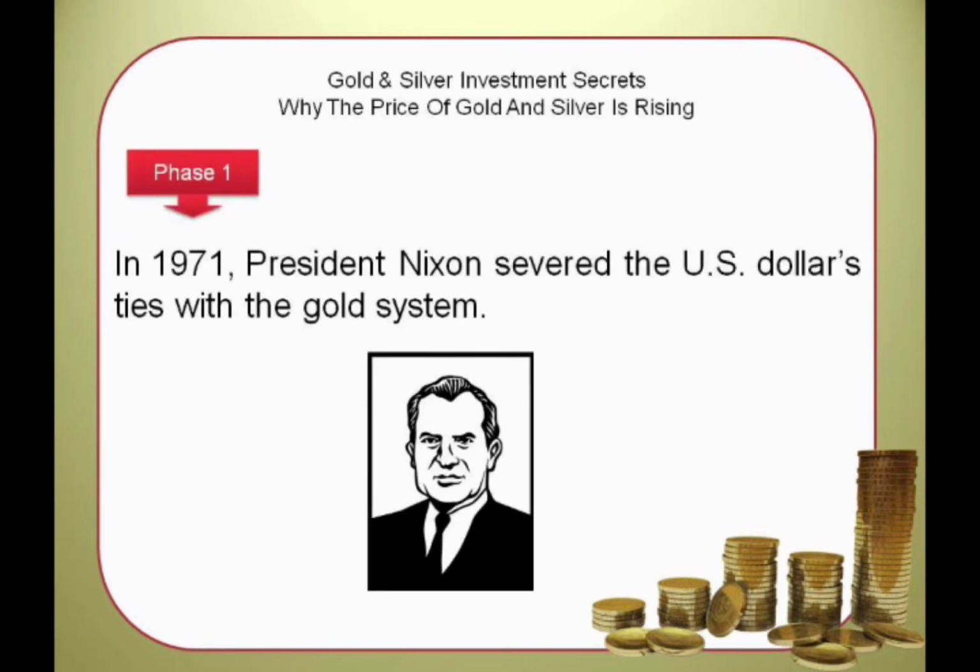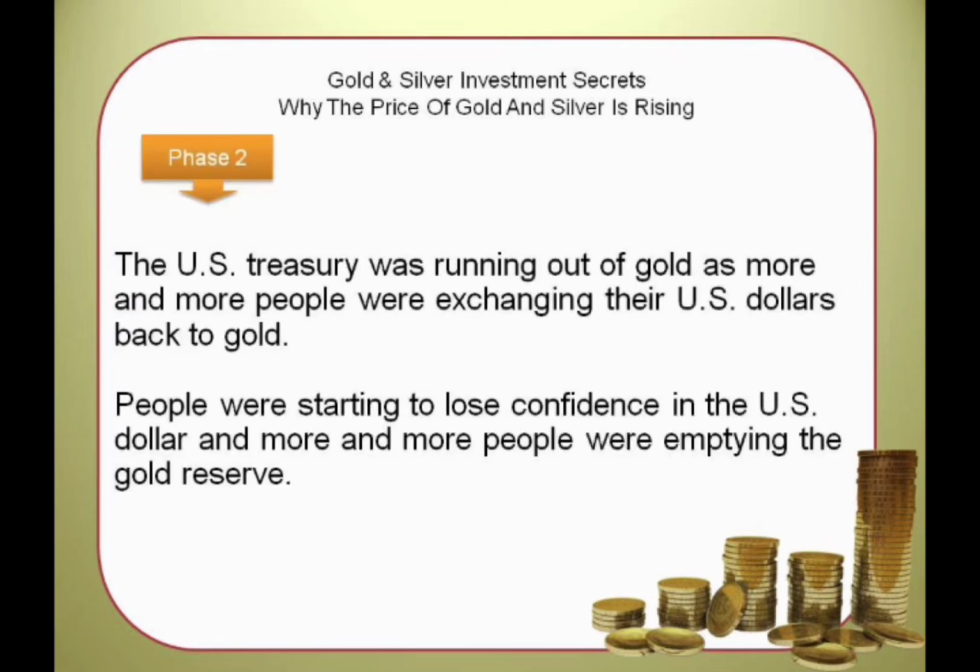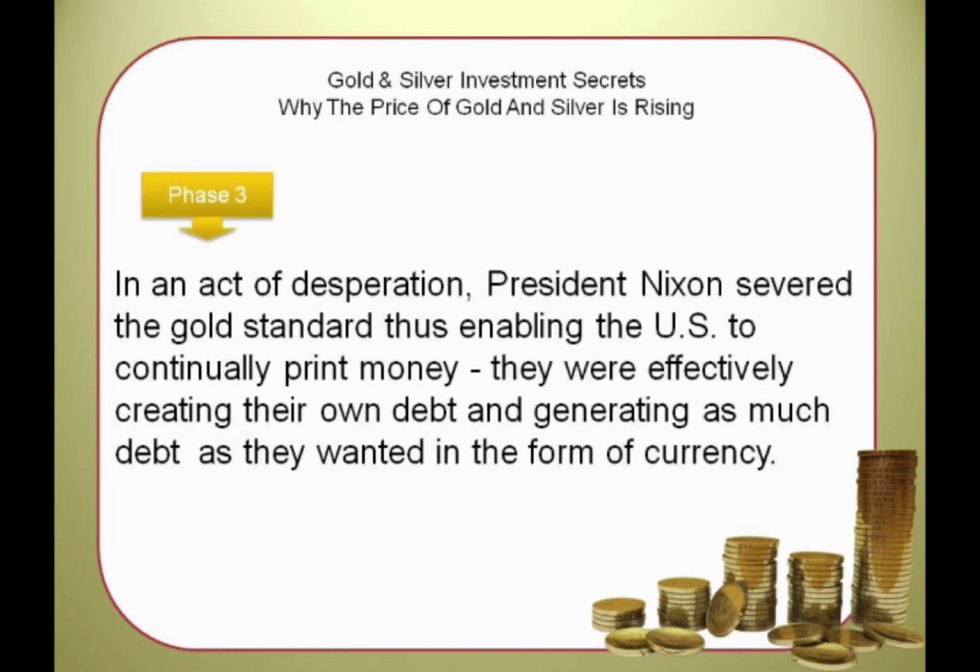In 1971, President Nixon severed the US dollar's ties with the gold system. The US Treasury was running out of gold as more and more people were exchanging their US dollars back to gold. People were starting to lose confidence in the US dollar and more people were emptying the gold reserve. In an act of desperation, President Nixon severed the gold standard, thus enabling the US to continually print money. They were effectively creating their own debt and generating as much debt as they wanted in the form of currency.